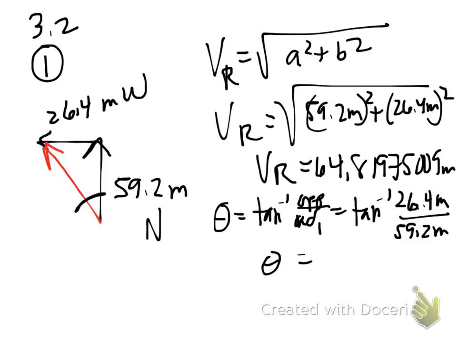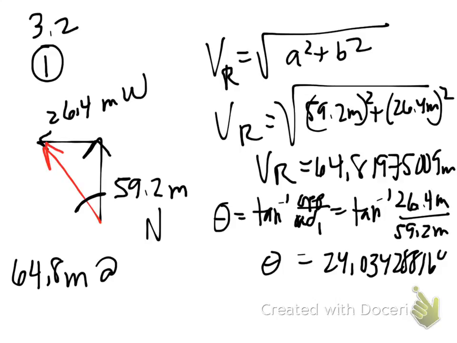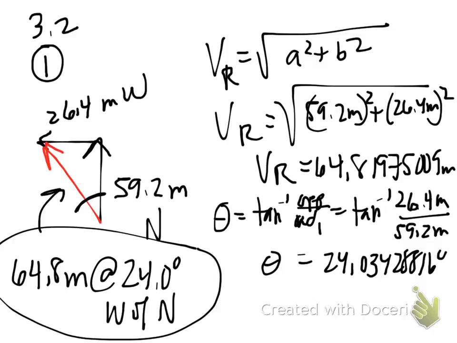So theta, we have 24.03428816 degrees. And when we sig fig it all, we get 64.8 meters at 24 degrees west of north for our resultant. Okay? So a point for the magnitude, a point for the heading, and of course within the heading a half point for the magnitude, a half point for the angle, unless they did something really bizarre like above the horizon, and then it's just wrong.